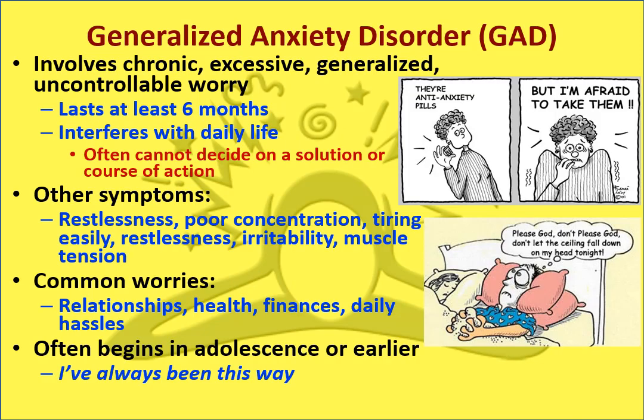Then generalized anxiety disorder involves chronic, excessive, generalized, uncontrollable worry, lasting the last 6 months, and certainly interfering with daily life. You can't decide on a solution or a course of action. The dilemma is shown in the cartoon on the right: "They're anti-anxiety pills, but I'm afraid to take them." Then you have the irrational thoughts: "God, don't let the ceiling fall down on my head tonight." Now that would be a real fear if you lived in a war zone, but in our everyday life, that should not be something you're losing sleep over.